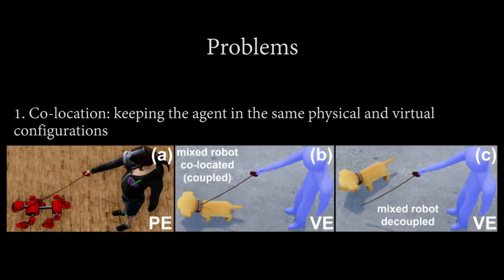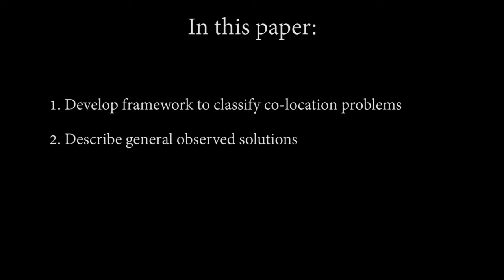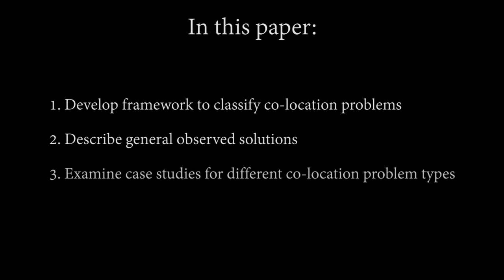A natural problem that appears is collocation, which is our ability to keep an agent at the same configuration, meaning location and rotation, in both the physical and virtual environments. Additionally, the mixed agent needs to abide by constraints in both environments, which can include other agents and obstacles that only exist in real life, the virtual experience, or both. In this paper, we develop a framework for addressing these problems, describe some general observed solutions, and look at different case studies demonstrating the observed methods.